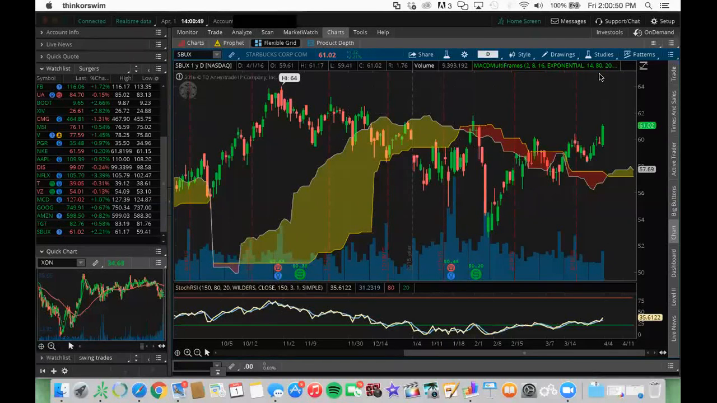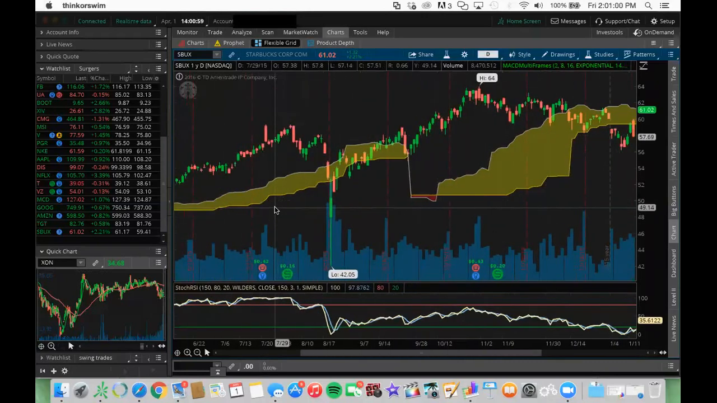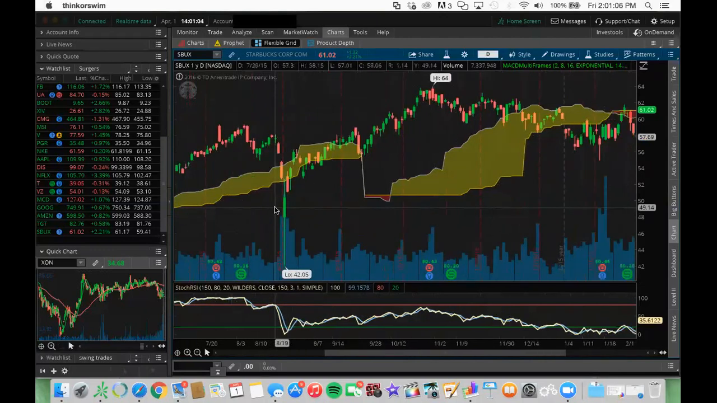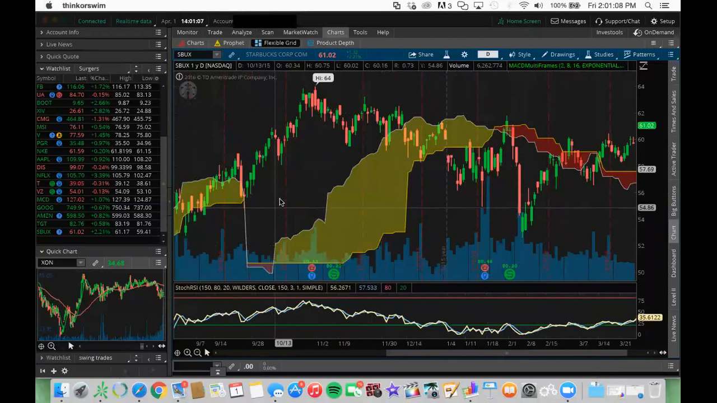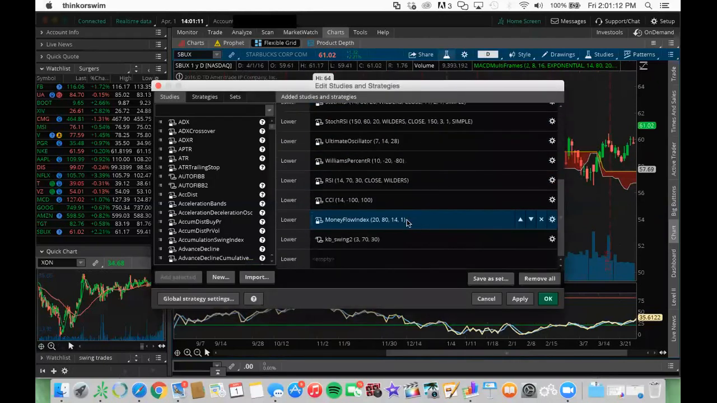All right, guys. So the Ichimoku cloud, or however it's properly pronounced. Honestly, guys, it's just like a super support and resistance type thing. Just look at it that way. Look at it like a support and resistance. That's really all it is. I'm not going into the settings.